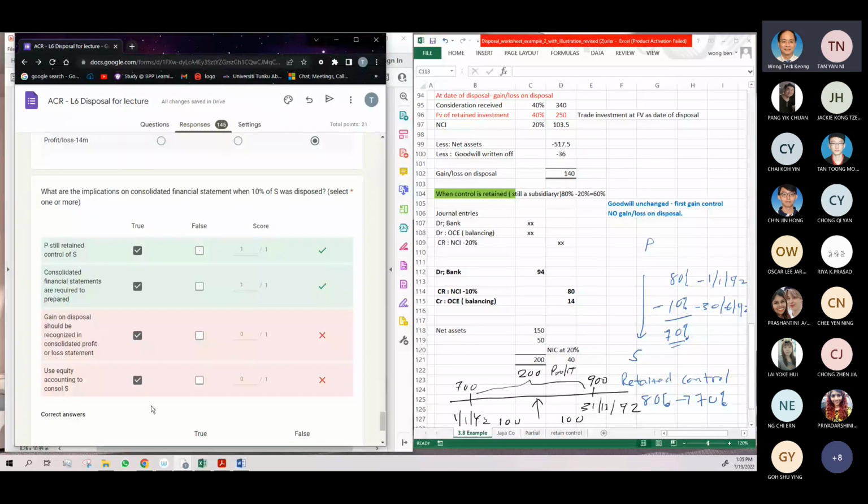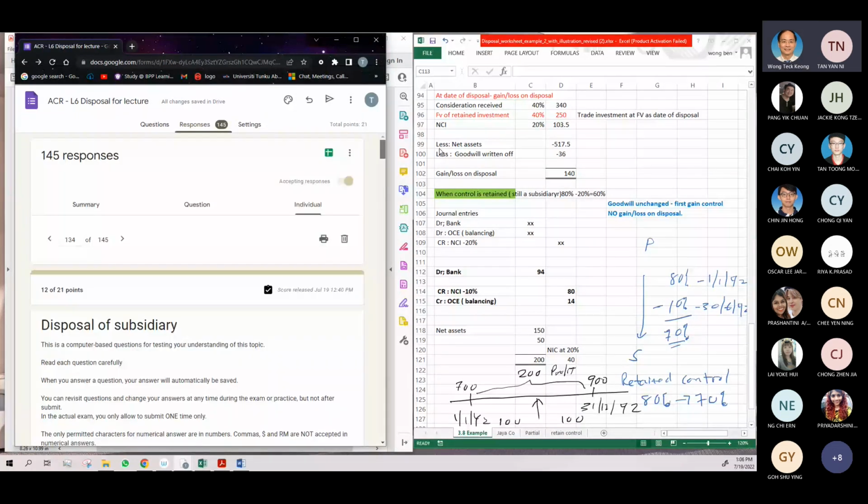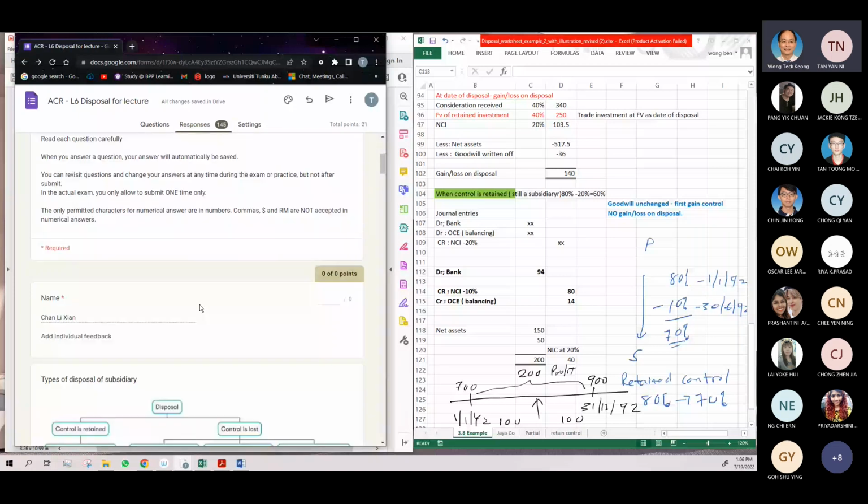Okay. So this is still retain control, 70% still a subsidiary. So no gain or loss on disposal. Is it given here, no gain or loss on disposal? Goodwill first, so nothing to do with equity, because you still have 70% here. Okay. Good try. Thank you. Okay, the rest. Very good. Li Xian, well done.